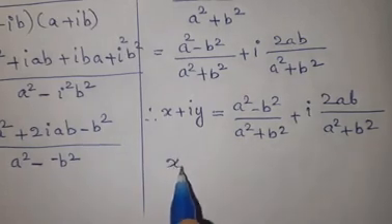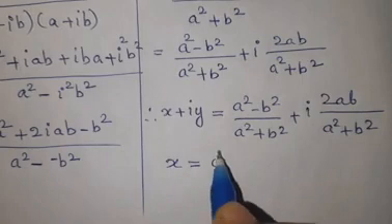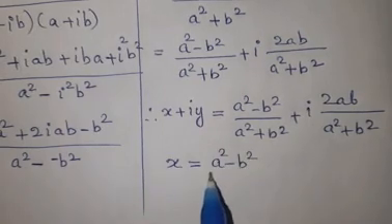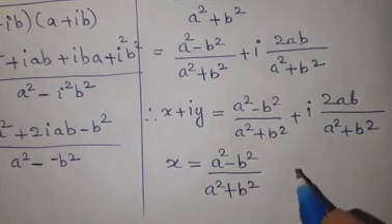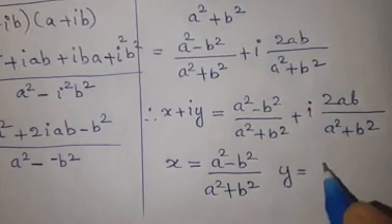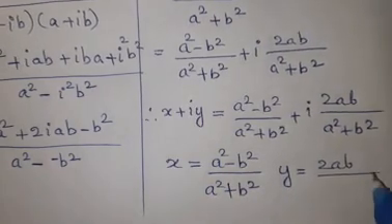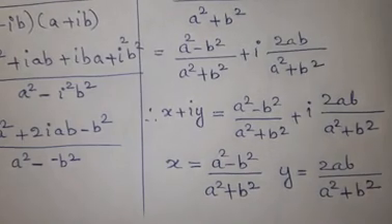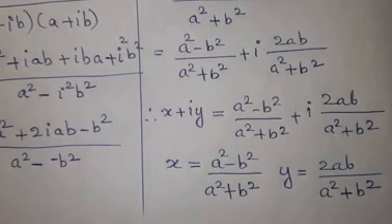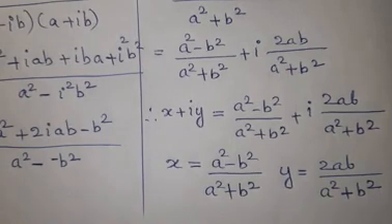Therefore, x is equal to (a square minus b square) by (a square plus b square), real part equated, and y is 2ab divided by (a square plus b square). Now what we need to find is x square plus y square.